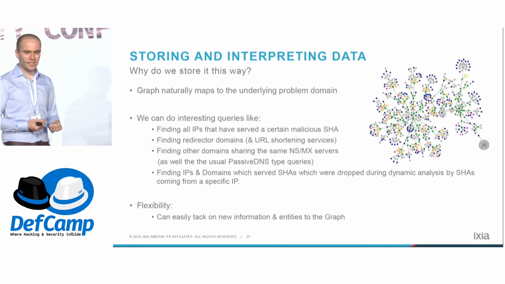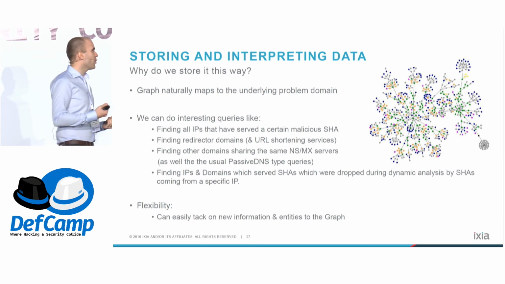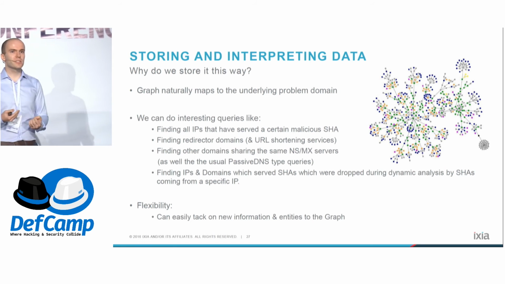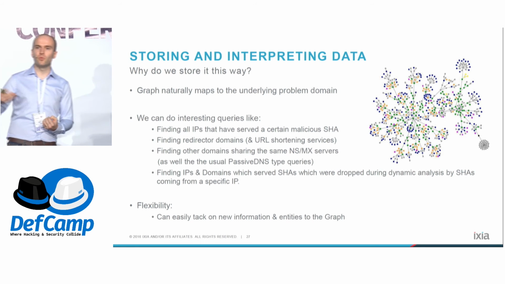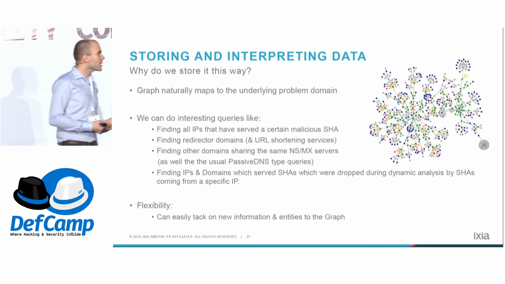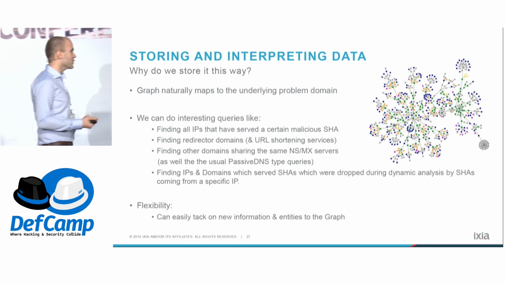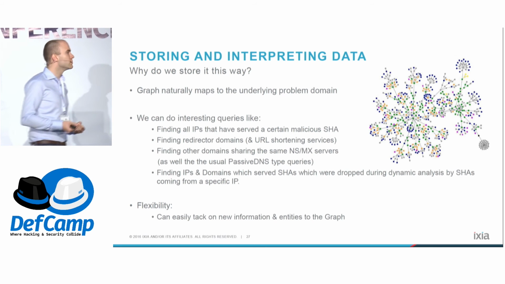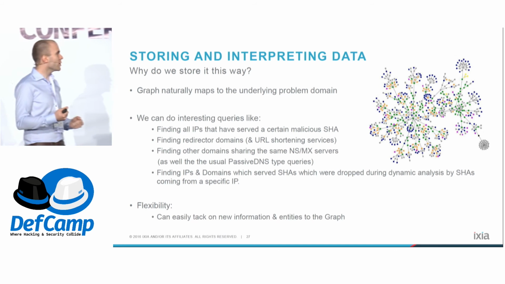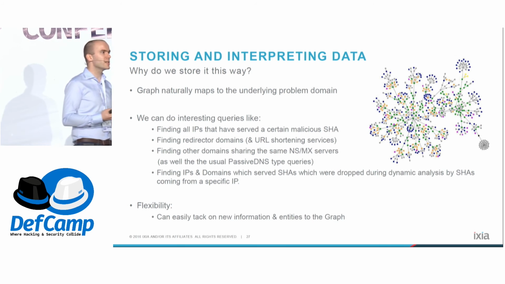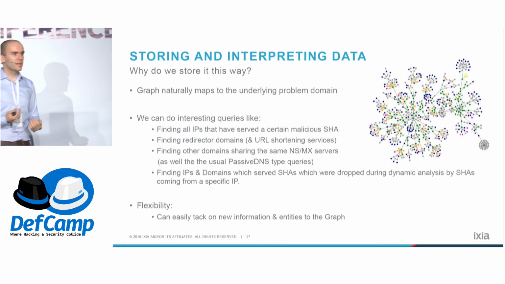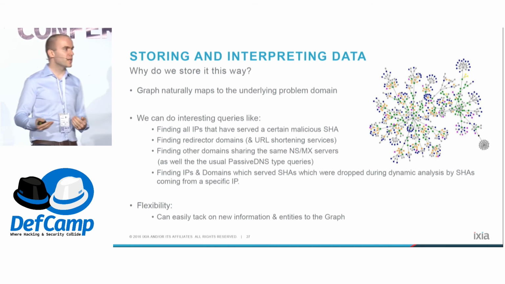So we found that experimentally, if, for example, a domain has a lot of URLs that are themselves redirecting to other URLs, then most likely that is a URL shortening service, or it can also be a compromised domain. Okay, another query is finding other domains sharing the same NS and MX servers, and this relates to passive DNS.